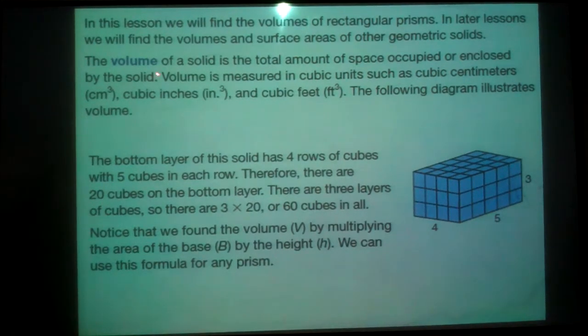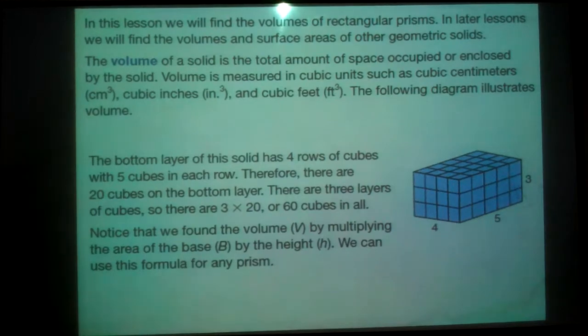Alright, so the volume of a solid is the total amount of space occupied or enclosed by the solid. Volume is measured in cubic units, such as cubic centimeters, cubic inches, and cubic feet. The following diagram illustrates volume.